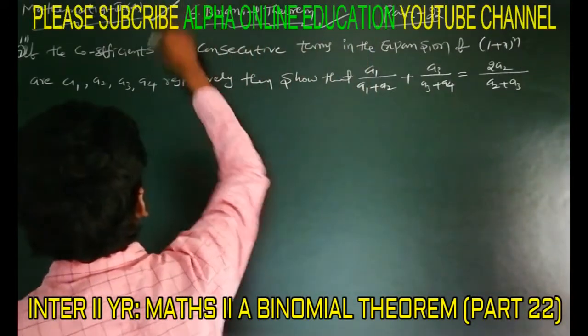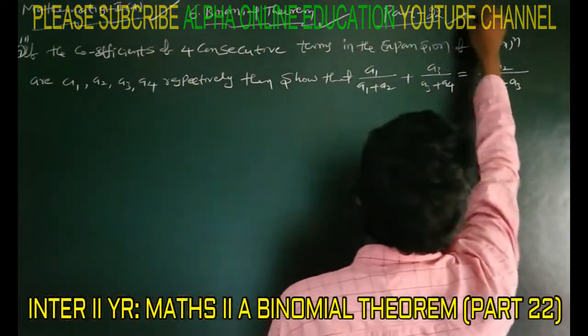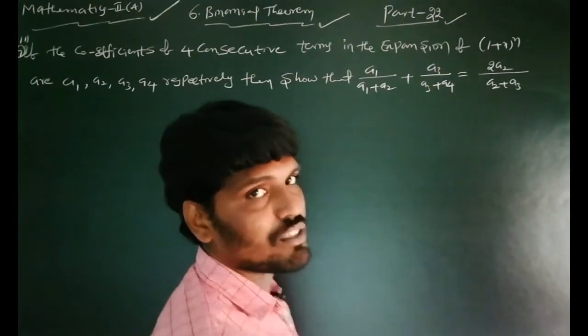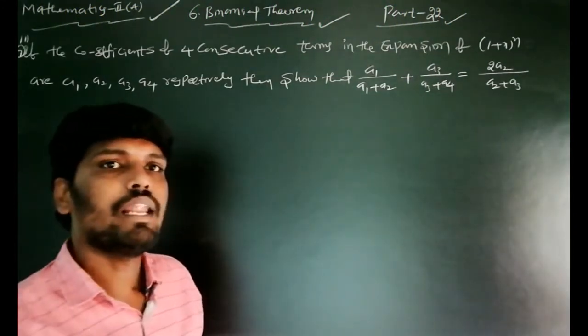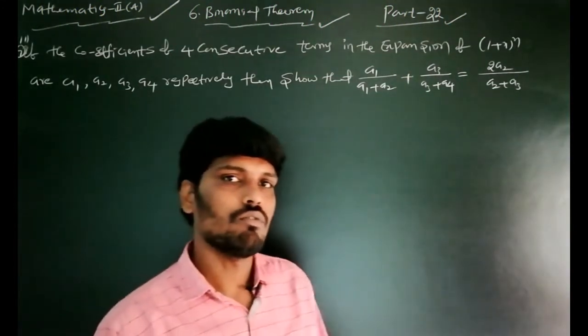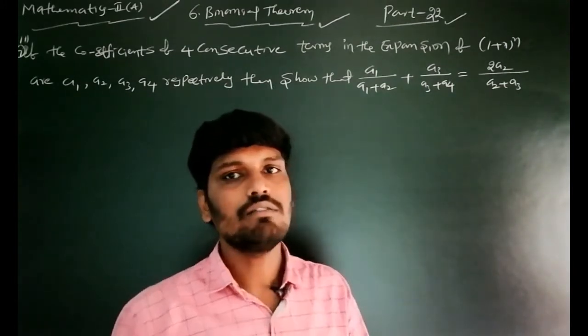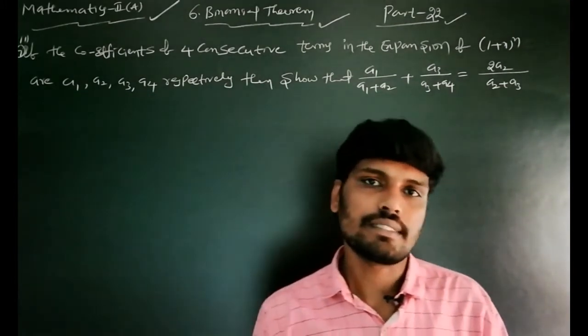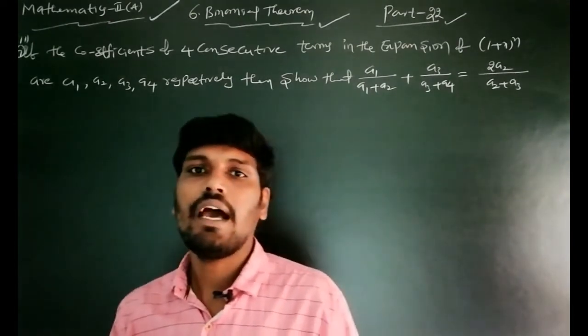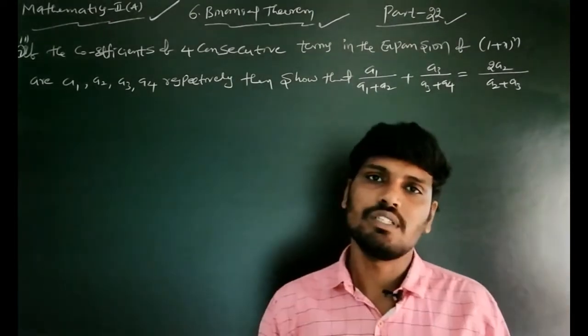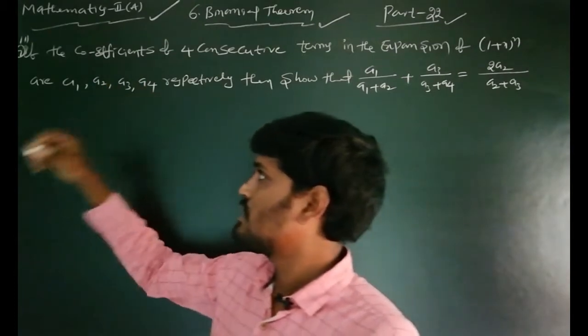Binomial theorem, Mathematics 2A, part 22, 7 marks questions. In this binomial theorem there are two 7 marks questions. One 7 marks question comes first in Exercise 6A, and the second one comes in Exercise 6B. Exercise 6A has a number of 7 marks questions. This is one type of 7 marks question.